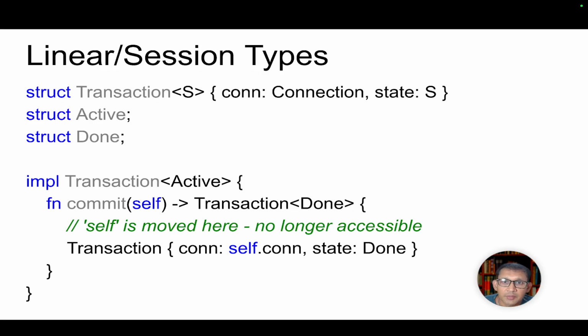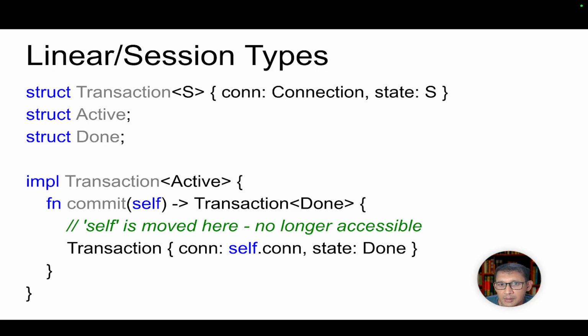Linear and session types tackle the most challenging protocol problems, ensuring that resources are used exactly once, or that paired operations like acquire or release are properly balanced. The fundamental insight is that some values should be consumed by operations rather than just used.